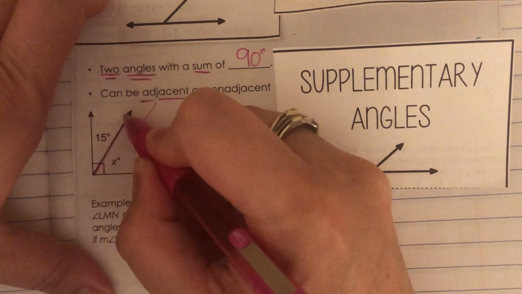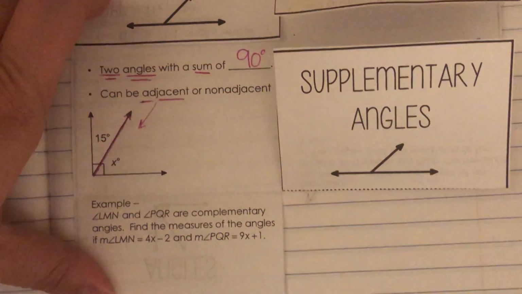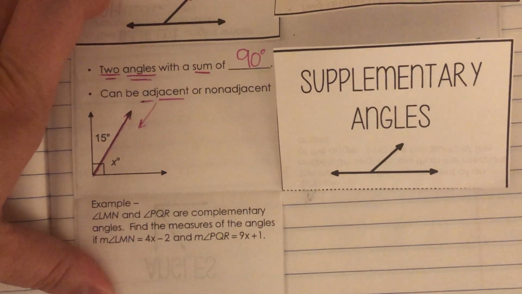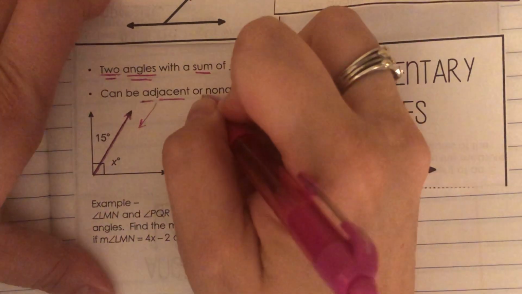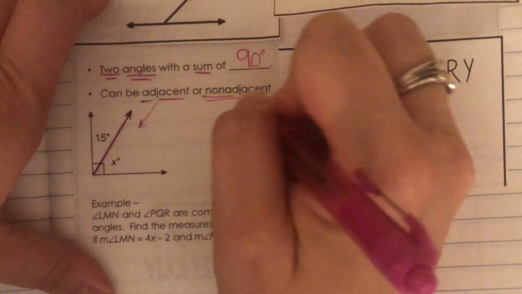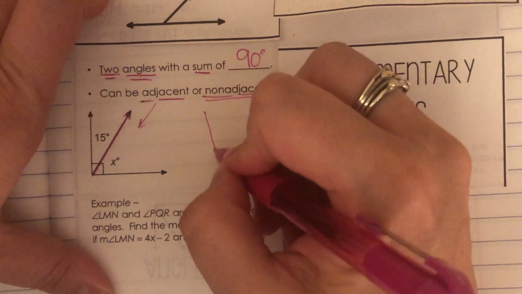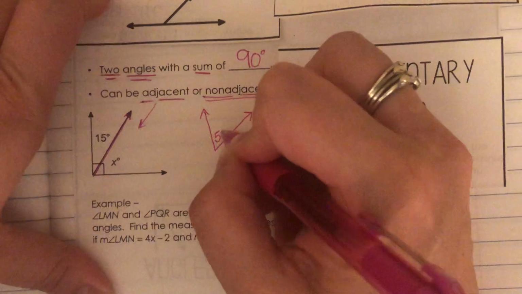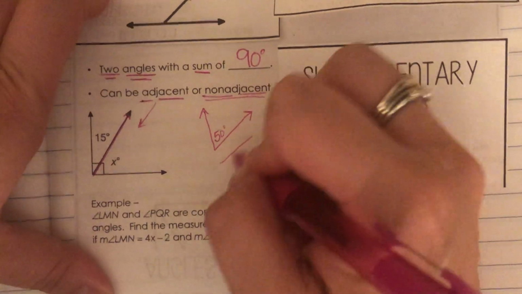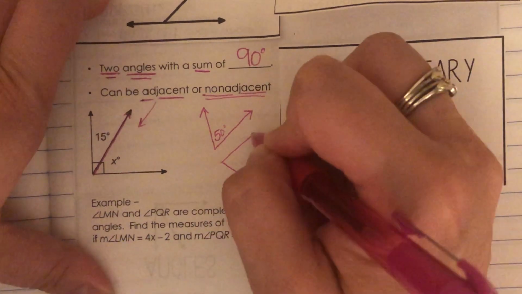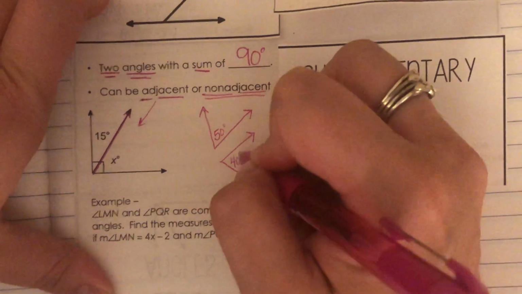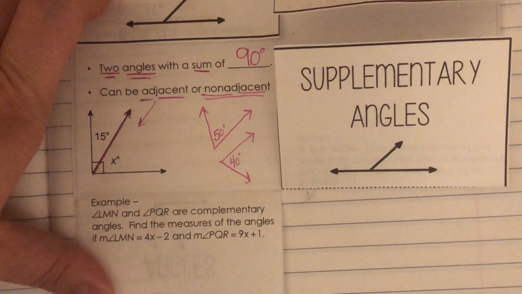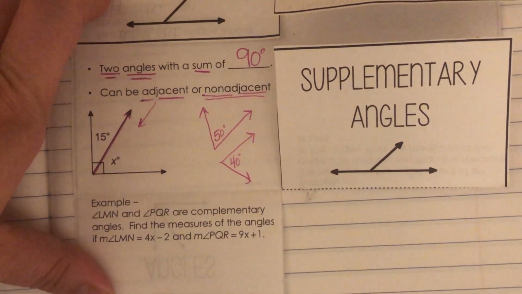The angle that is 15 degrees has this ray as a side, and the angle that is marked x degrees has that ray for a side. Or they can be what is called non-adjacent, which just basically means you have one angle here that you know is 50 degrees, and you have another angle drawn separately that you know is 40 degrees. Because 50 plus 40 is 90, these angles would be considered complementary to one another.